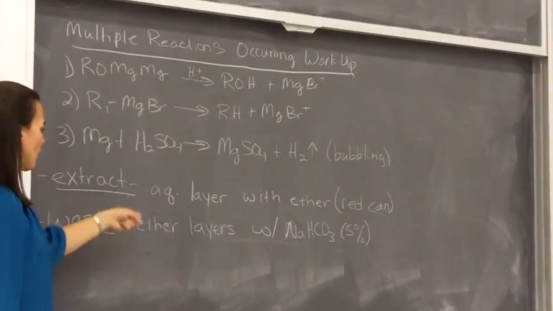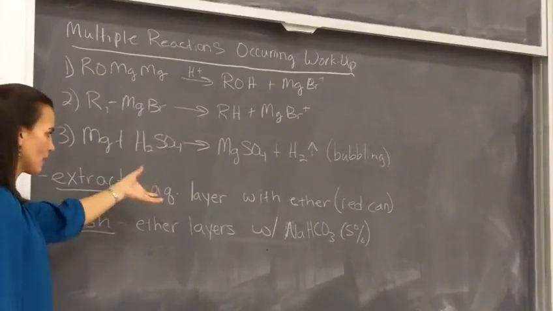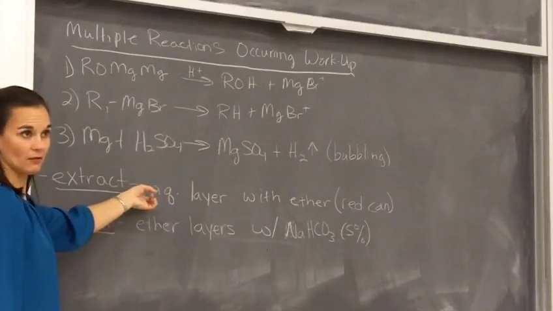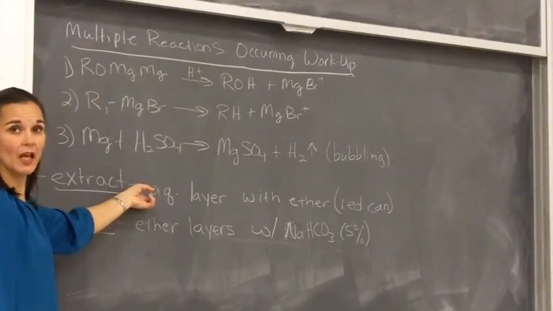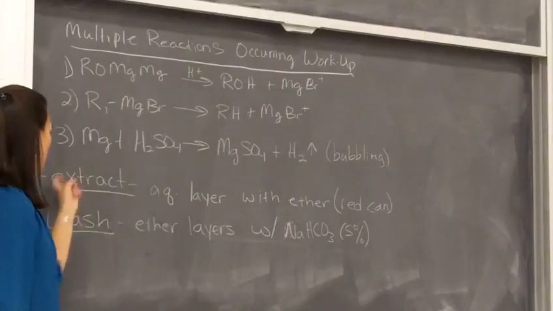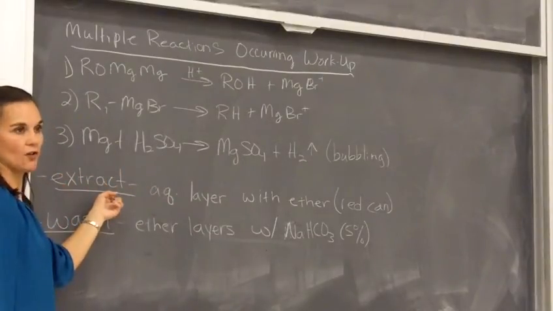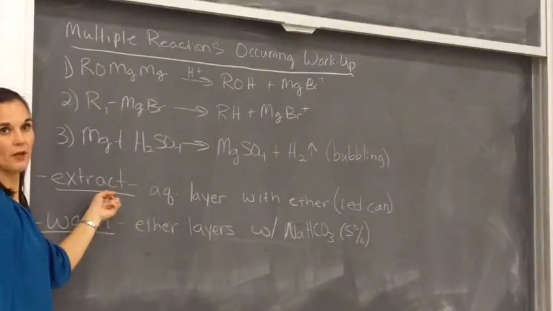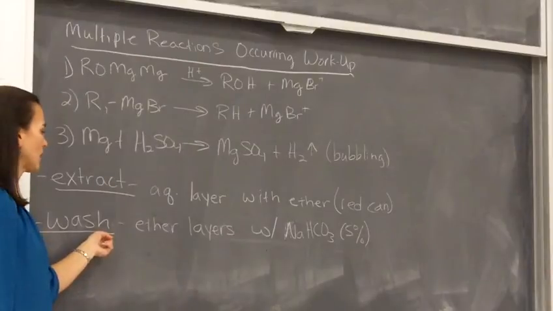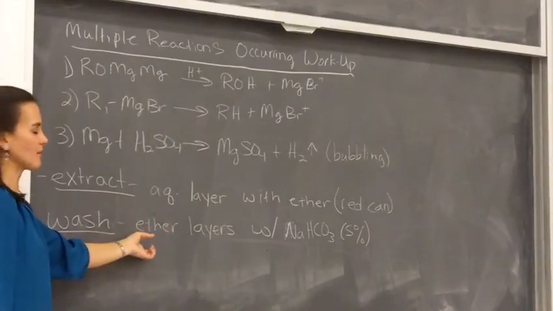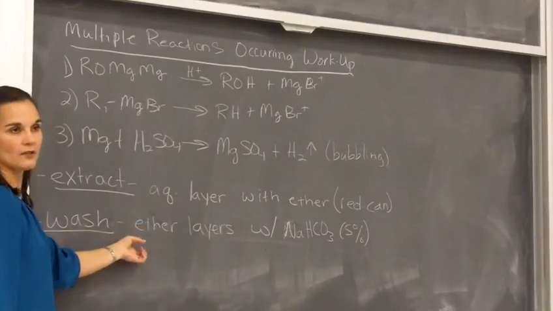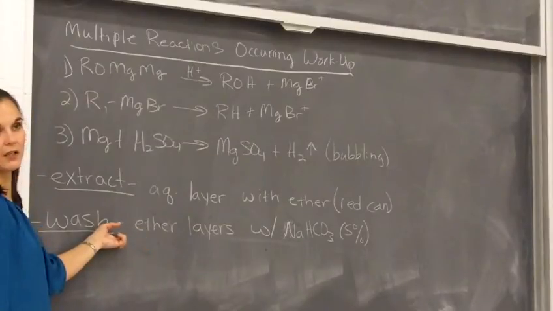In extract or in wash, that means you're going to add whatever you're adding to a specific layer. So for the aqueous layer, we're going to add ether to the separatory funnel. We're going to shake and vent the funnel, and we're going to drain the aqueous layer. All those steps are implied in extract. That means do all of those steps, okay? Same with wash. We're washing the ether layers with sodium bicarbonate. So we're going to have our two ether layers, add the sodium bicarbonate to them, shake and vent, and then drain the aqueous layer or drain the lower layer. That is what's implied in wash, okay?